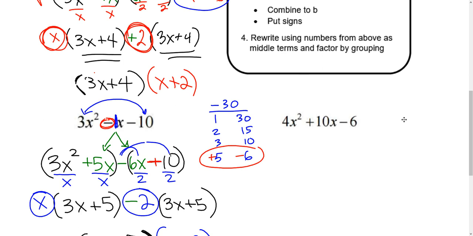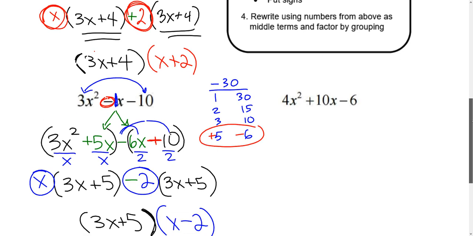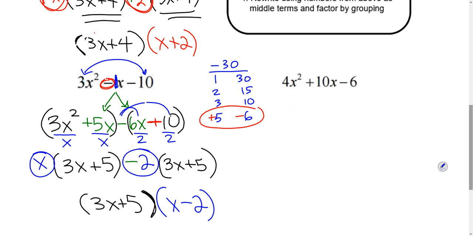You guys want to see this one? Be careful because you see how it's 4, 10, and 6? There's a GCF there. So either pull out the 2 first or pull out the 2 at the end. I'm going to write it up here. If you want to see it, you can see it. Let's see, I'll do the GCF at the end.